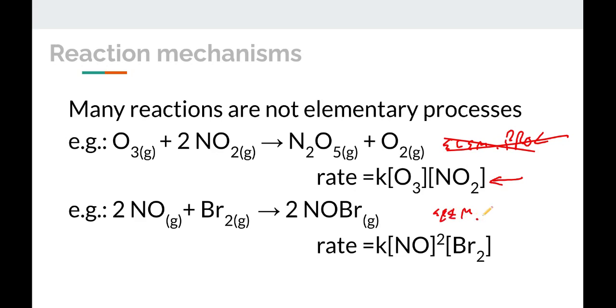It doesn't mean that it is, but it could be an elementary process because it does match the coefficients. However, it does require 3 particles to all collide with one another with a proper orientation at the same time. 2 NOs and a Br2 have to all be oriented exactly the right way. And that's maybe unlikely to occur at a high rate. So if the reaction rate is actually pretty fast for this reaction, it seems like there probably would be a different mechanism by which the reaction occurs.